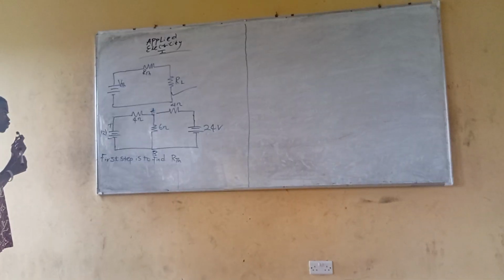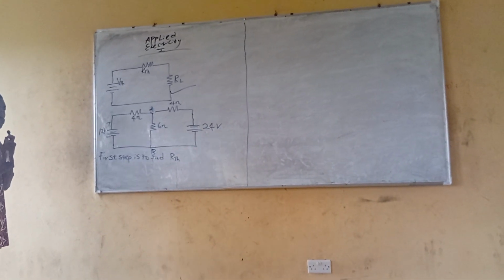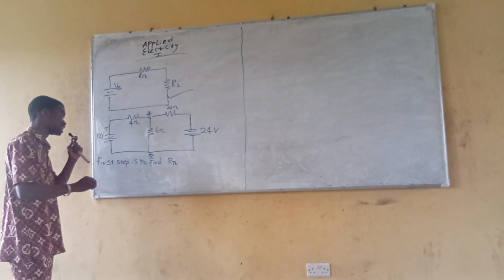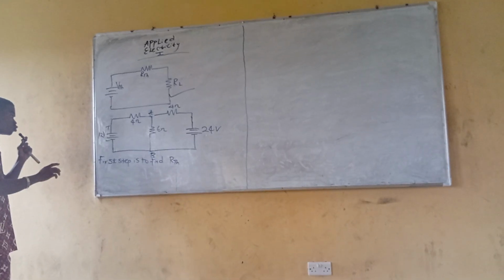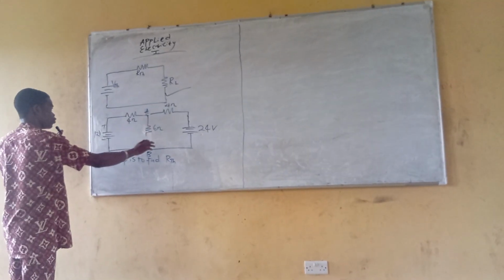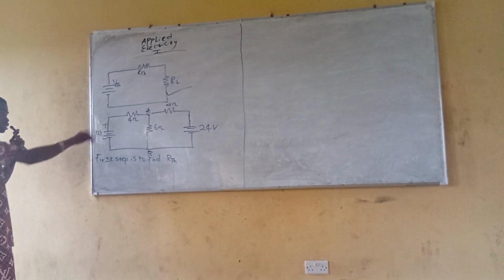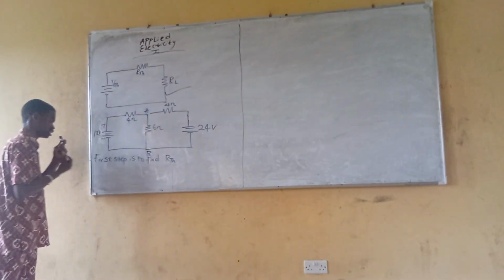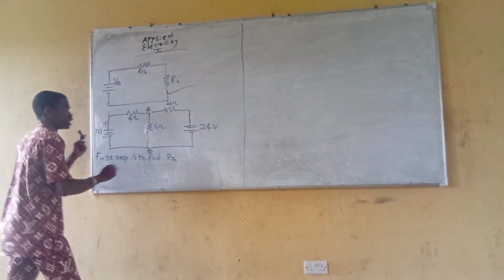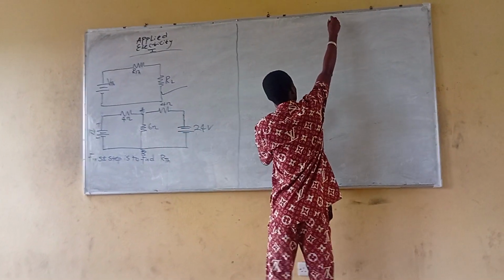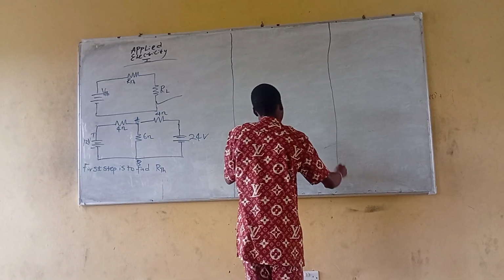Now, how do you go about finding the Thevenin's resistance? Please listen up. If you want to find the Thevenin's resistance, you have to clean off the load resistance. The load resistance is 6 ohms, okay? So let's go ahead. The load resistance is 6 ohms.